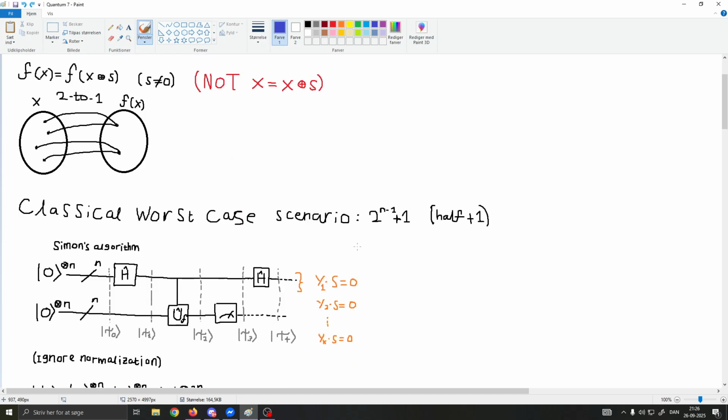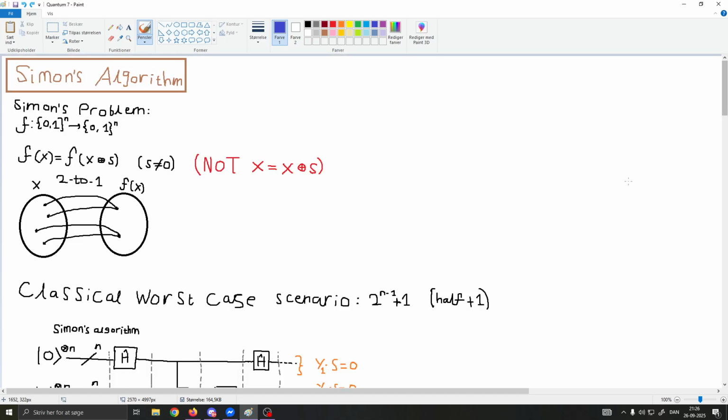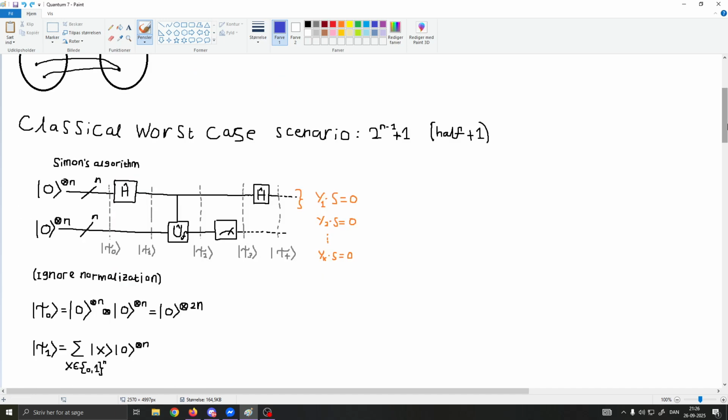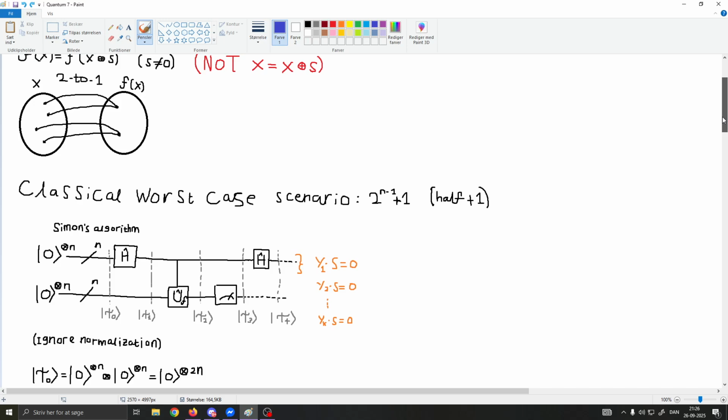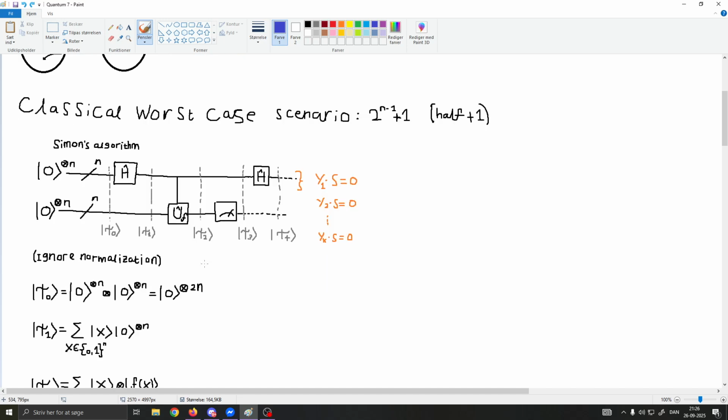Now, the worst case scenario for calculating what the mask is in a classical sense is half plus 1, which is 2 to the n minus 1 plus 1. Now, Simon's algorithm in the quantum case is actually an exponential speedup. I think this was actually the first exponential speedup we found using quantum computers. So this was the first real big thing, if I'm not mistaken.